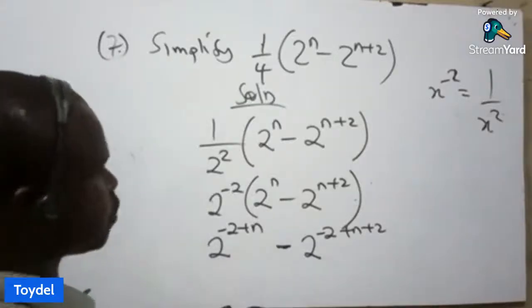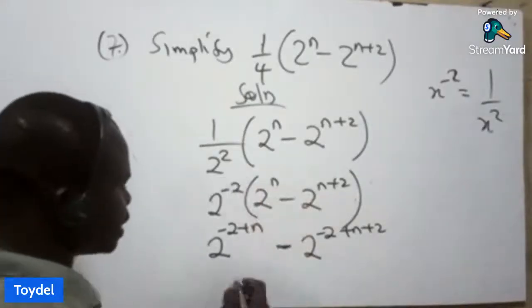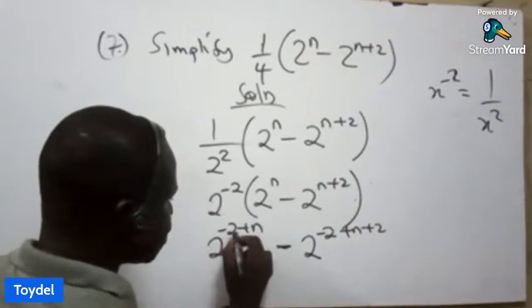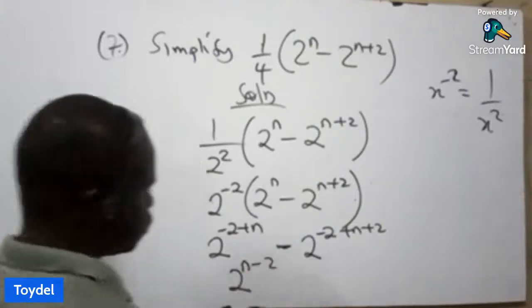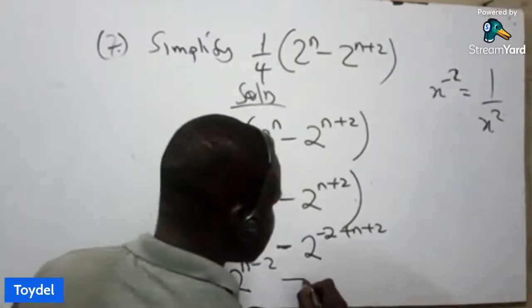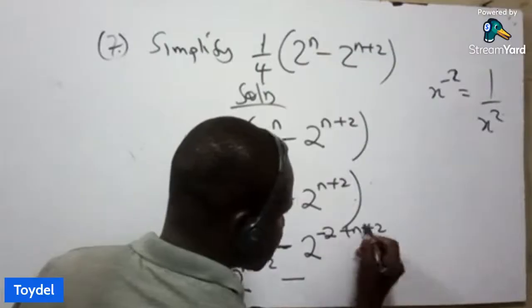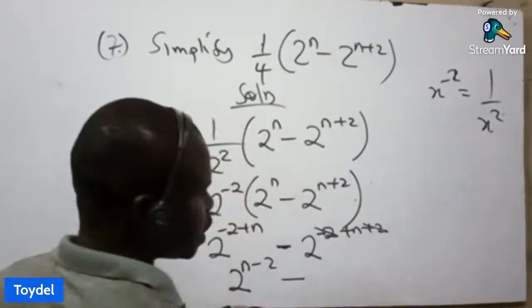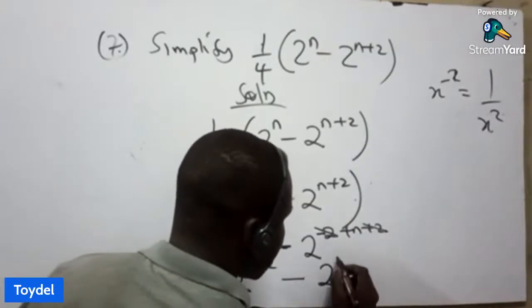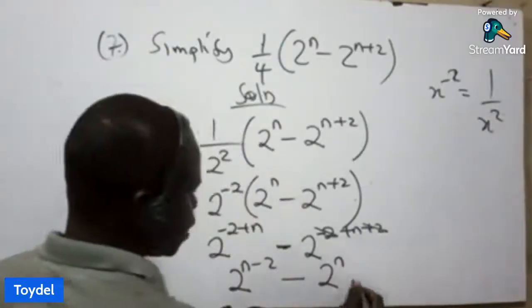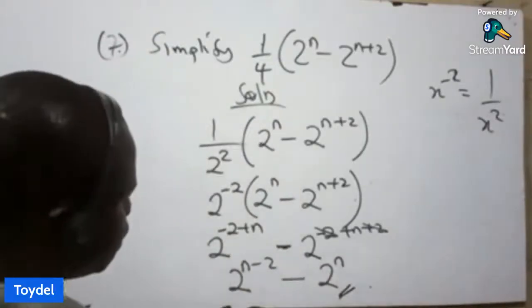So when you open up, this is what you get. And of course, I can rewrite this as 2 raised power, instead of minus 2 plus n, n minus 2. Then minus, this is 2. Minus 2 will take care of 2 here. Then that will be 2 raised power n. And that will be the answer.